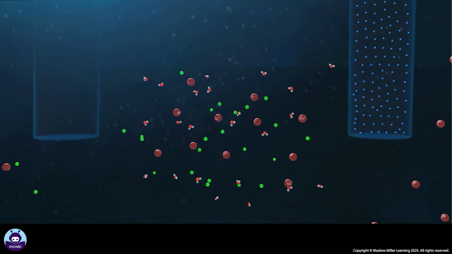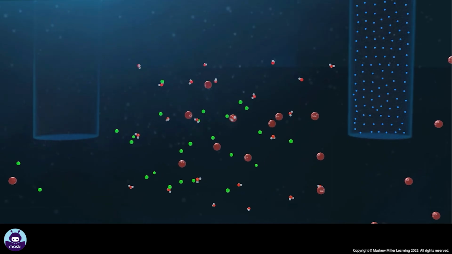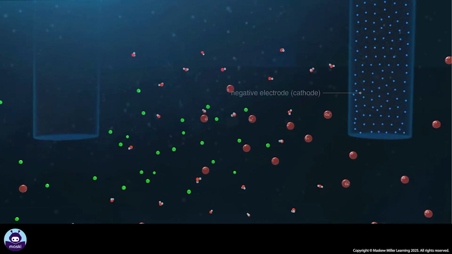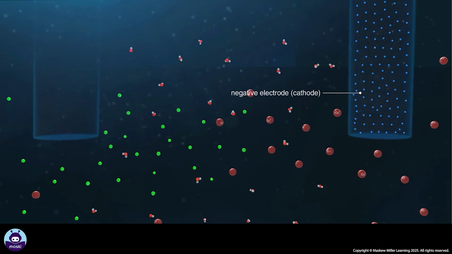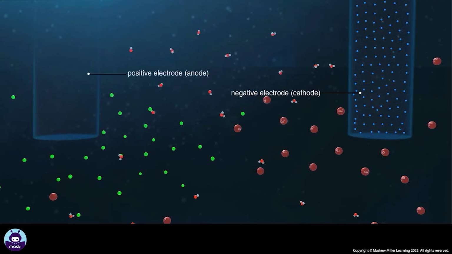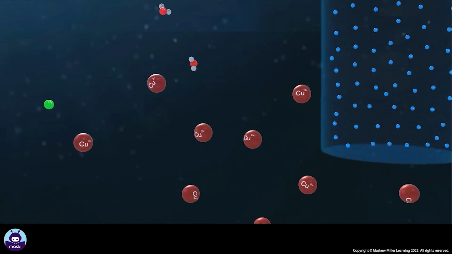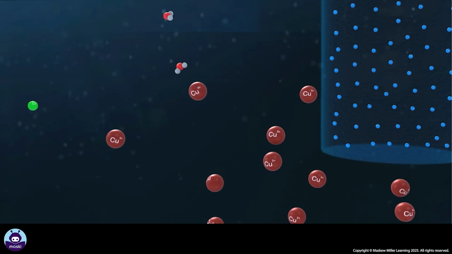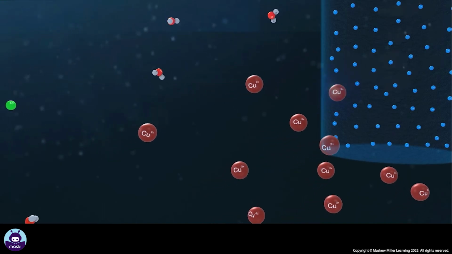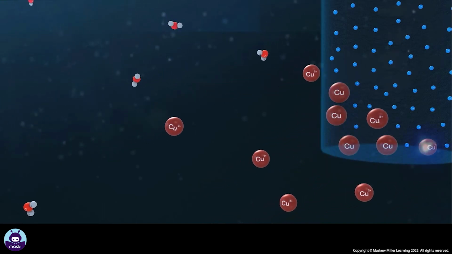Inside the solution, the copper and the chloride ions move to 2 different electrodes. The positively charged copper ions are attracted to the negative electrode, and the negatively charged chloride ions are attracted to the positive electrode. The positively charged copper ions combine with the excess electrons at the negative electrode, and the copper atoms are deposited at the negative electrode.